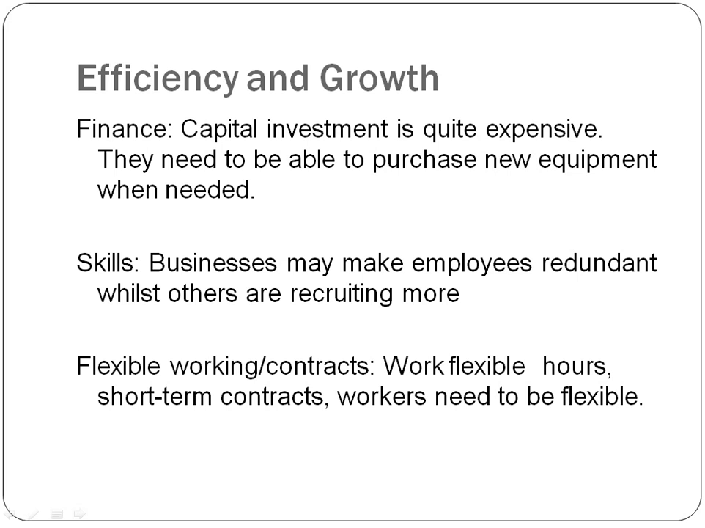Efficiency and growth. So there's quite a few, which is, well, all four of them. I fit flexible working and flexible contracts into one. So efficiency and growth. Finance. Capital investment is quite expensive. They need to be able to purchase new equipment when needed. So they need to have adequate finance available in order to purchase new equipment and to fund training schemes, and that enables people to use the new technology.